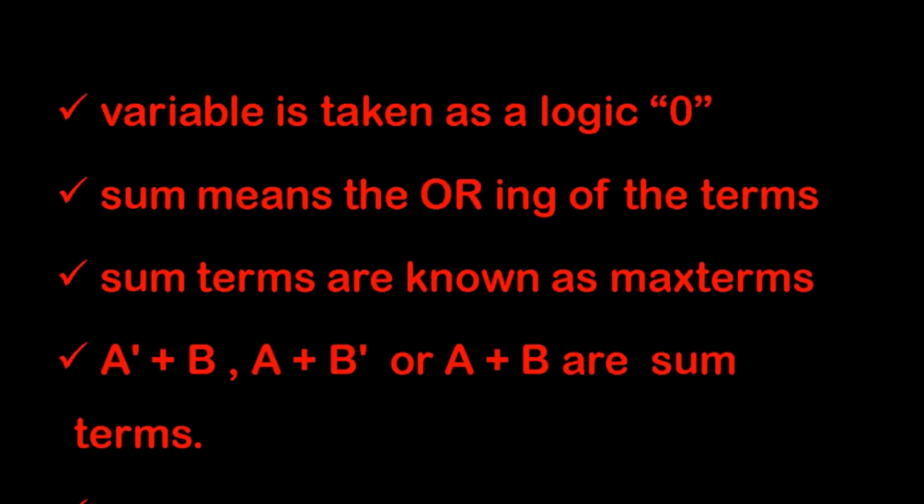Here a variable is taken as logic 0; you have to consider the logic 0 as the actual value. Sum means ORing the terms, that is plus. We are going to add a plus b. Sum terms are otherwise called max terms. Examples of sum terms are a dash plus b, a plus b dash, a plus b. So the terms can be in complemented form or in non-complemented form.